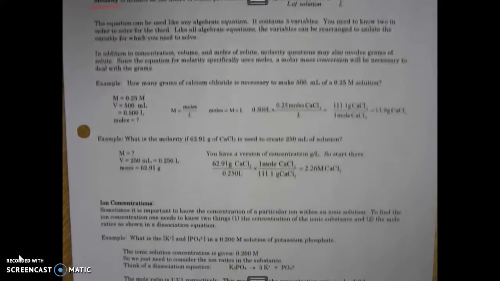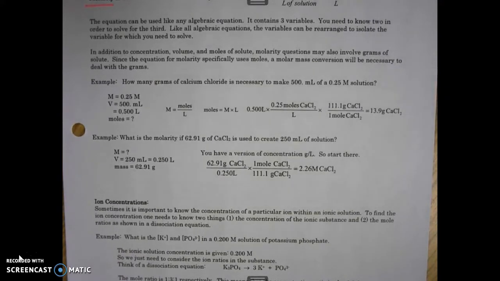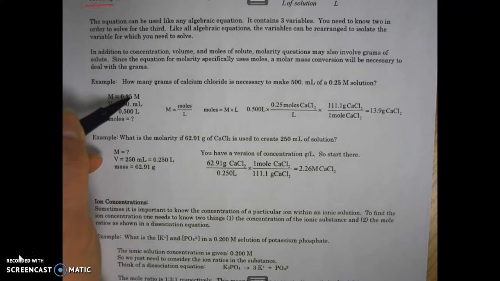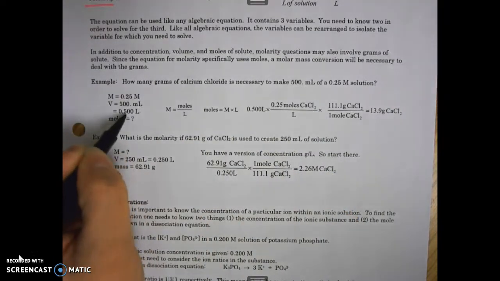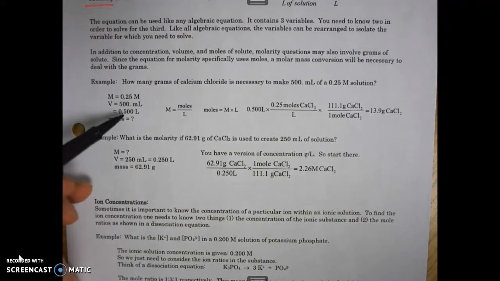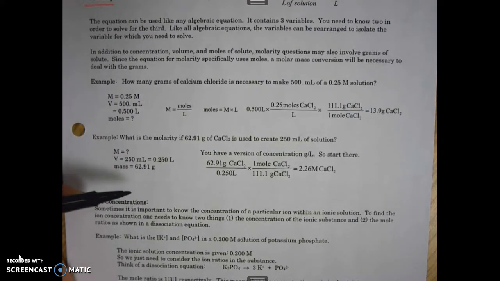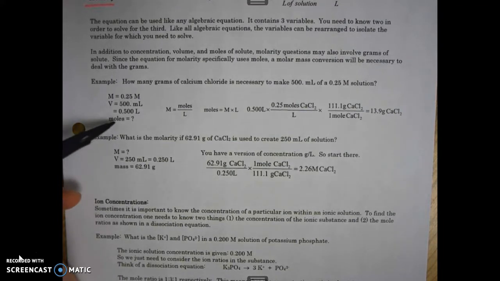So a couple of example problems you've got here. First example: how many grams of calcium chloride are necessary to make 500 milliliters of a 0.25 molar solution? All right, well, think about what you've got. Molarity is 0.25 molar. Your volume is 500 milliliters, not liters, so we've got to convert that into 0.5 liters. You don't need to show me that conversion from milliliters to liters; that is one conversion that I'm okay with. What we don't know is moles.